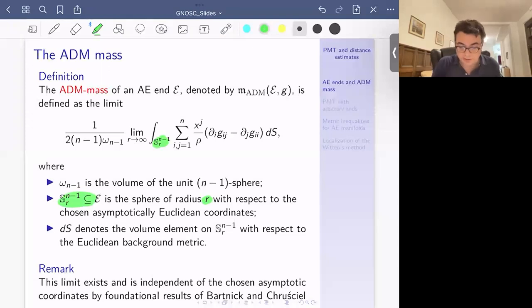Now this limit exists, and this is due to the fact that we're assuming that the scalar curvature is integrable, plus that we have the right falloff, and it is independent of the choice of the asymptotically Euclidean coordinates by results by Bartnik and Chruściel.